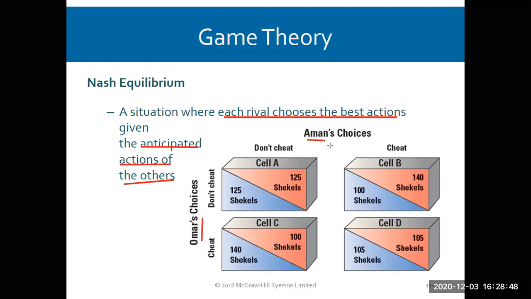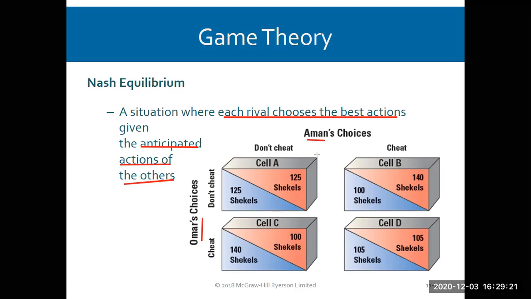Fine, that's if the collusive agreement works. But then Aman starts thinking, you know what? If I don't cheat, I get 125. But if I do cheat and produce more units, I can lower the price. And so I'll get 140, but Omar will only get 100. So Aman's saying, hey, it's better for me to cheat as long as Omar doesn't. But wait a sec. What if Omar cheats and Aman doesn't? Then Omar gets the 140 and Aman only gets 100.